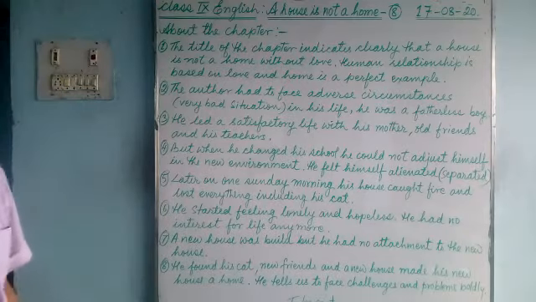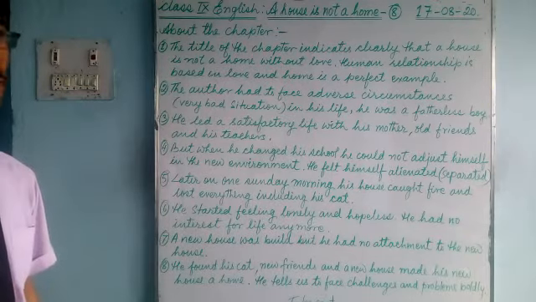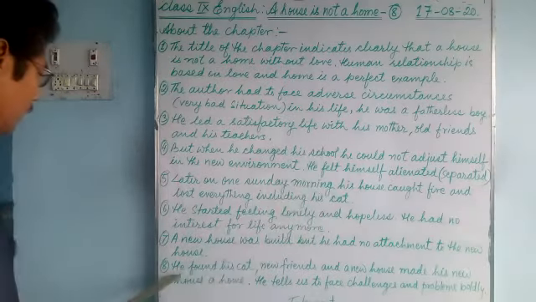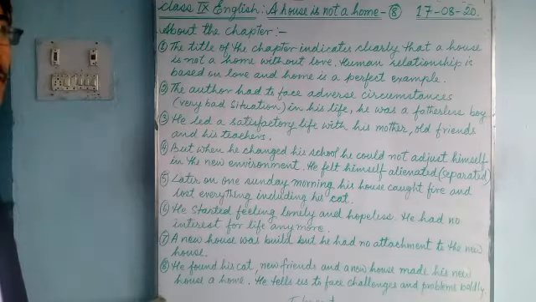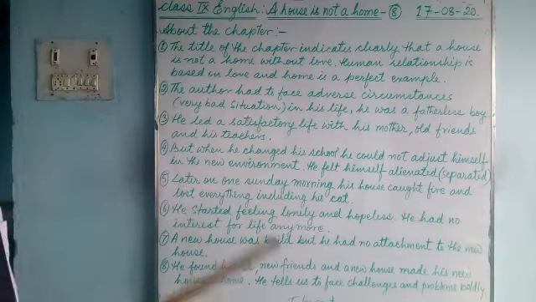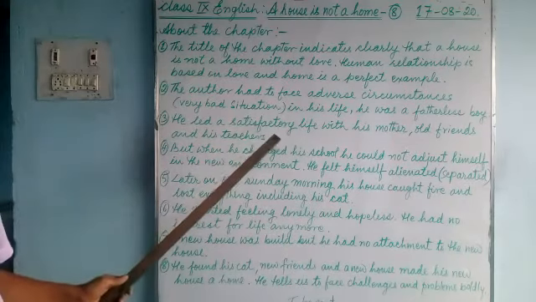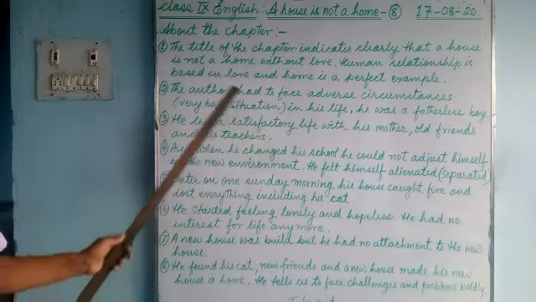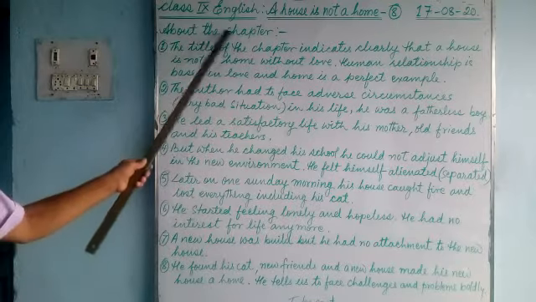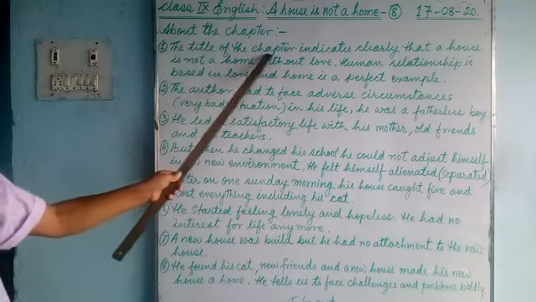So now let's go through point by point. There are altogether 8 short points about the whole chapter in short. First we'll do that, then we'll go into detail. Number 1, the title of the chapter.